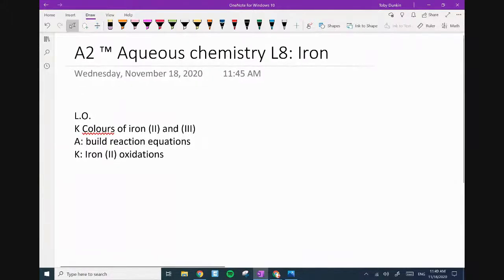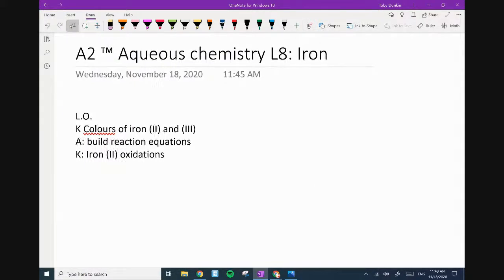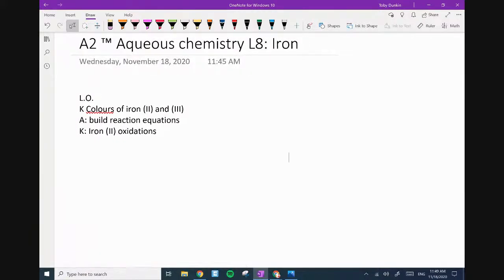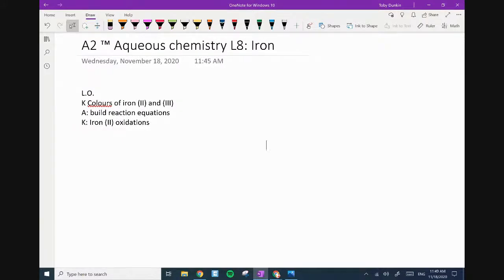So 3 learning objectives today, guys. So we're focusing on iron as a transition metal. We're looking at the colors of iron 2 and iron 3. Notice that we are doing this in one sitting. So we've actually got 2 mind maps to create and then input the data into our table context. We're going to look at building reaction equations. We're now getting to the point, guys, where we're starting to see this repetitive behavior repeat so many times that we should be getting to the point where we are building these equations and not having to memorize them. And then it's nice just to know the oxidation of iron 2 and how it has some similarities but differences to iron 3.